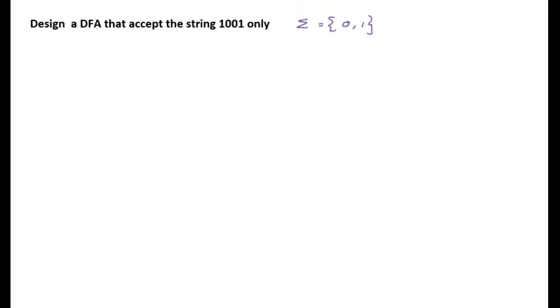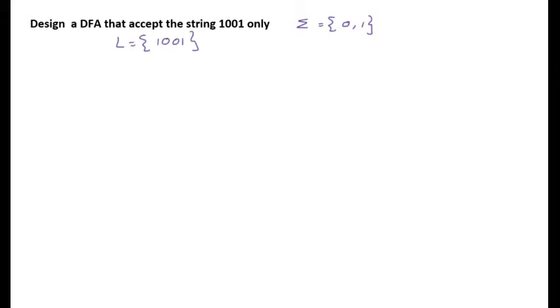Hi everyone, this session is about designing the finite automata. Let's see the first example. Design a DFA that accepts the string 1001 only. That means the language consists of only one string, that is 1001. That means the finite automata should not accept other than this string, and this language is defined over the alphabet 0, 1.